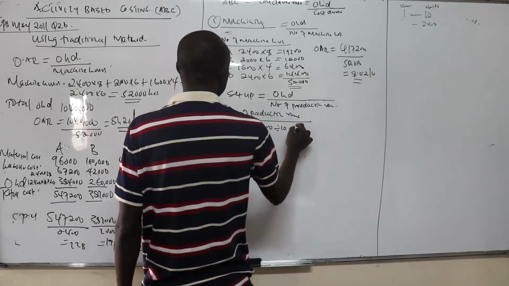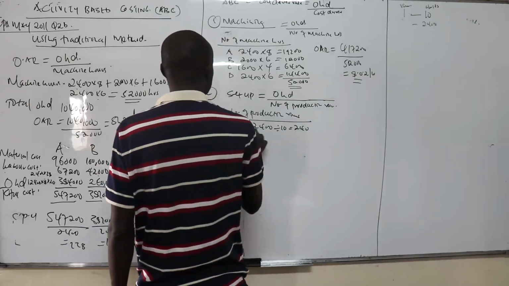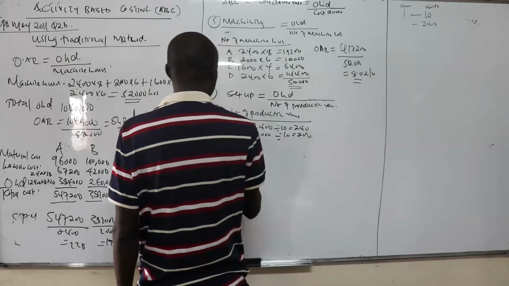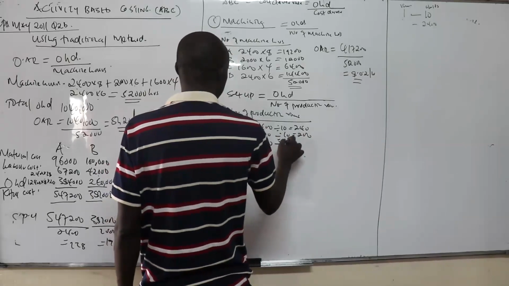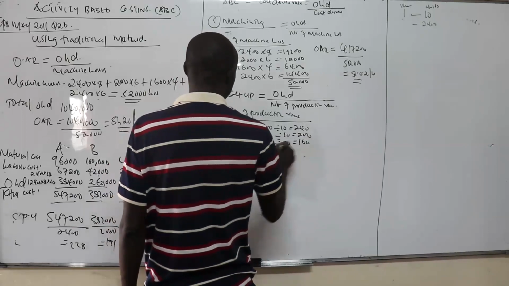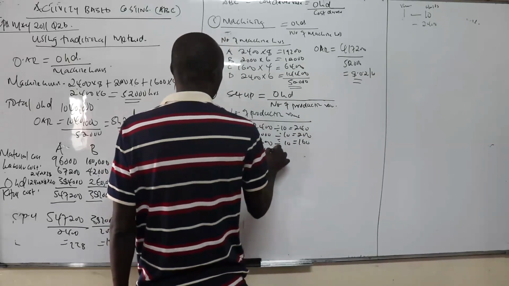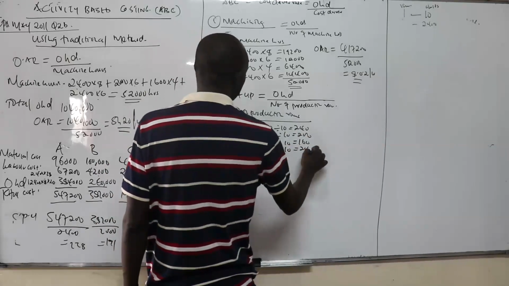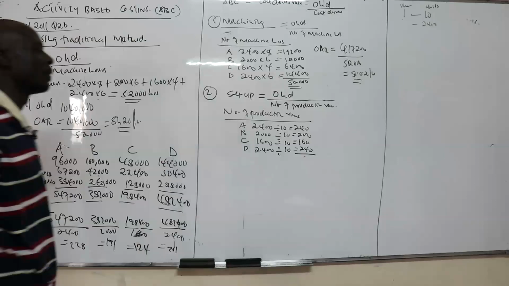You divide by 10, which is 240. Product B, they produce 2,000 units. You divide by 10, which is 200. Product C, they produce 1,600 units. Divide by 10, which is 160. Product D, 2,400 units. Divide by 10, which is 240.